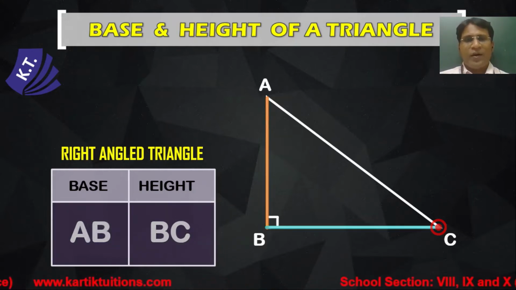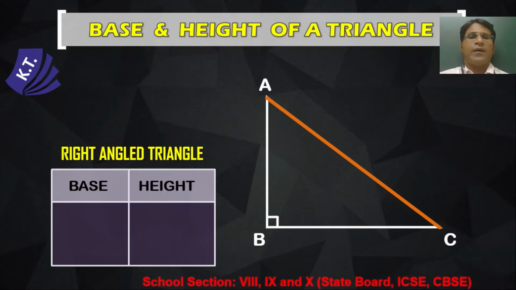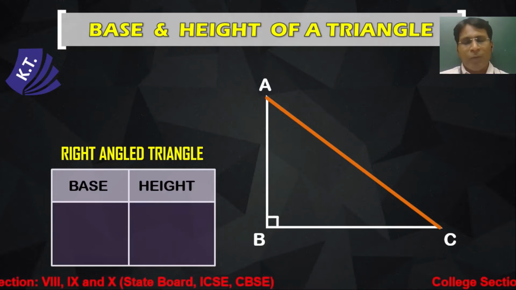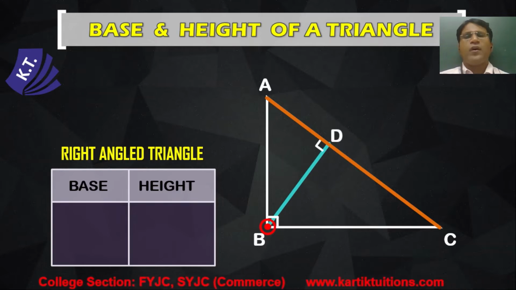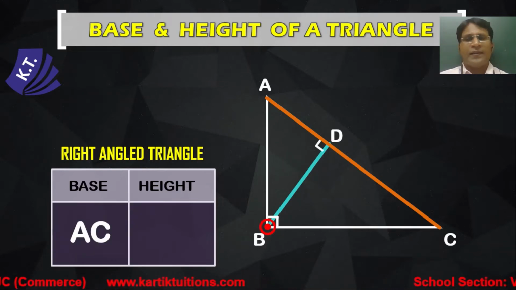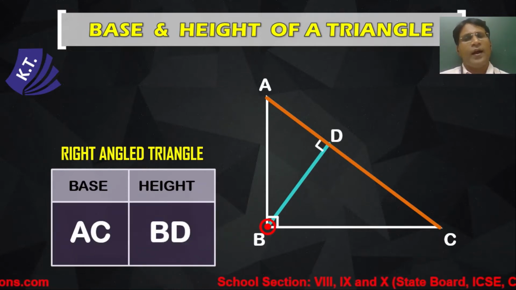But this time, if I consider AC as my base, then I need a perpendicular from the vertex B on base AC. So, if my base is AC, at that time, BD is my height.